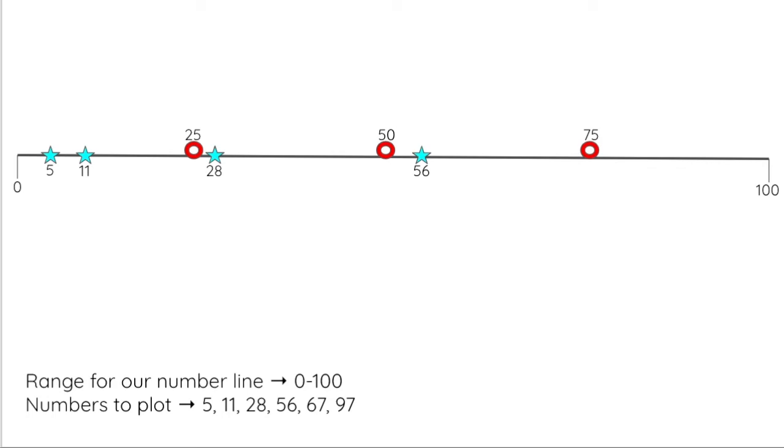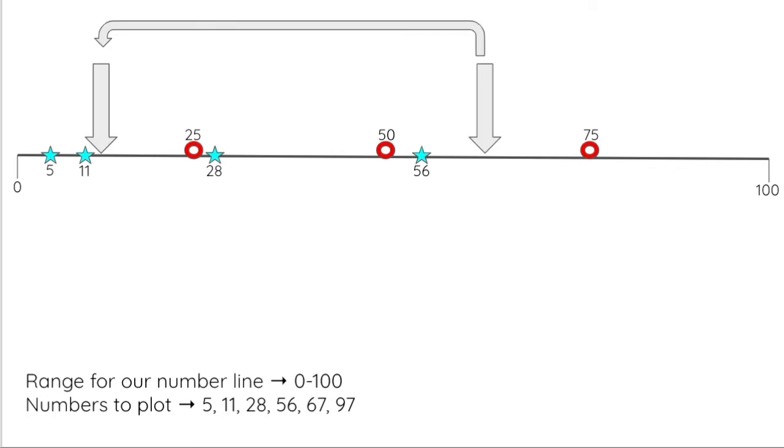Where do you think 67 would go? I know that it is bigger than 56, but smaller than our benchmark of 75. In between 50 and 75, the middle would be 62. I know this because in between 0 and 25 was about 12, so I added 12 to 50, which gives me 62. So 67 has to be closer to 75, but past the middle.